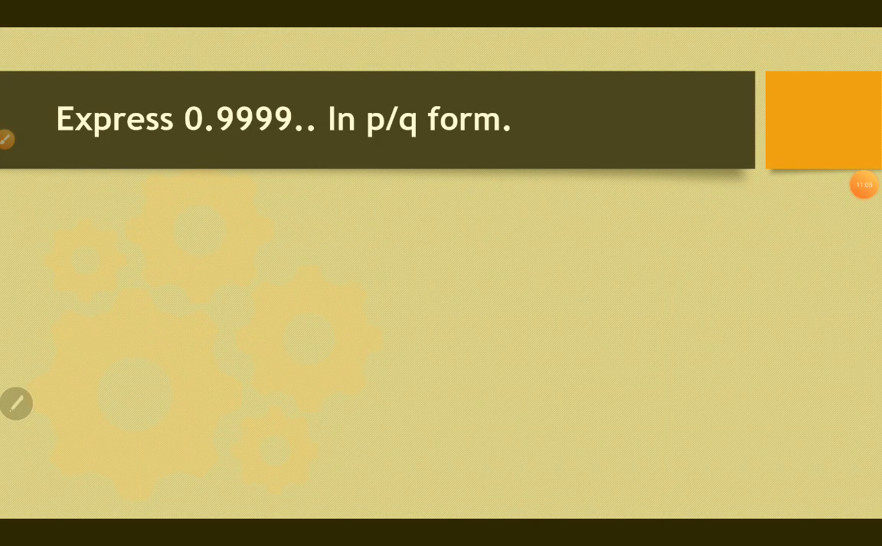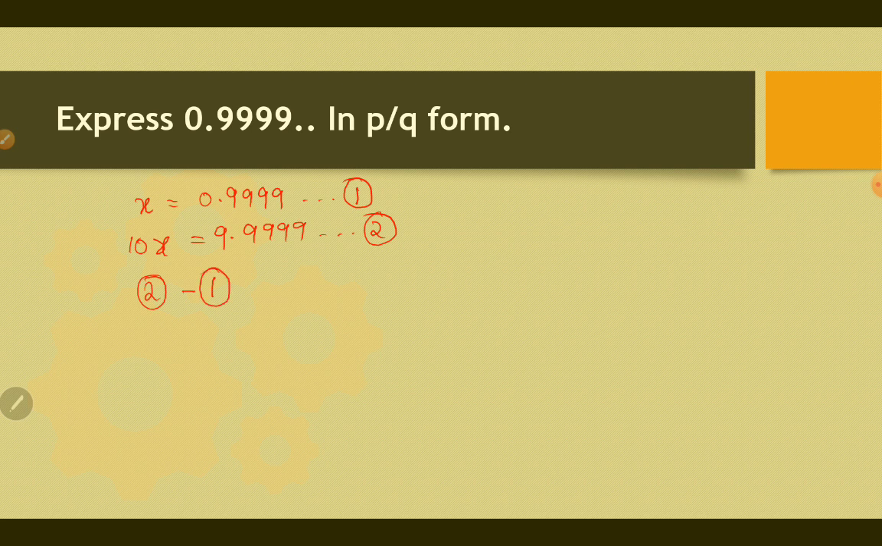Express 0.999... in p by q form. So x is equal to 0.9999... Equation number 1. 10x is equal to 9.9999... Equation number 2. Equation 2 minus equation 1 is nothing but 9x is equal to 9. So x is equal to 1.